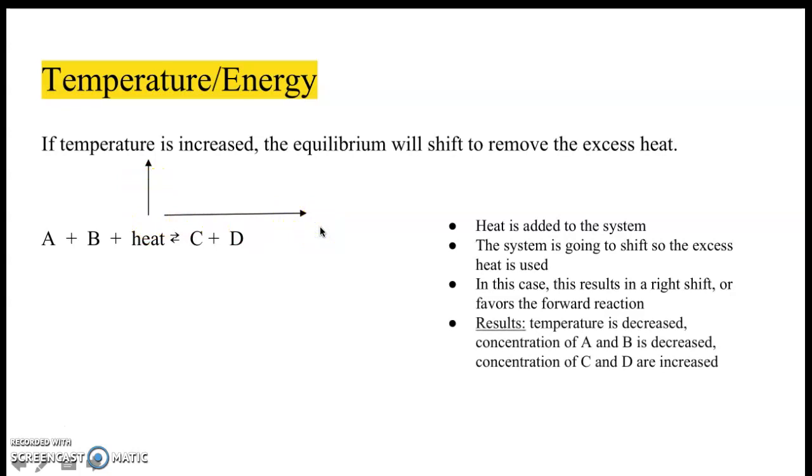Our result is the temperature is decreased, so we're removing that stress that had been applied to the system. The concentration of A and B are going to decrease, and the concentration of C and D are going to increase because we are favoring the forward direction. We're making more of C and D. I should also add that as we're making more of C and D, it requires heat, B, and our reactant A in order to do so. So all three of these decrease as these two increase.